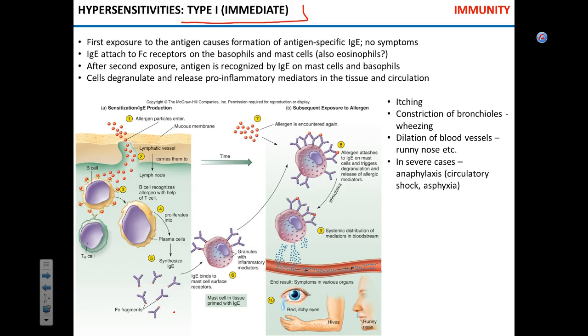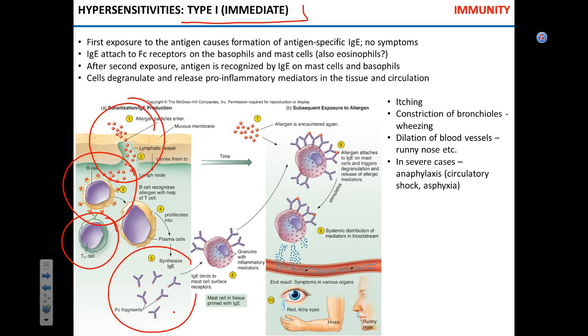So here's the thing. We call it an allergy because your immune system produces a response to an antigen it is not supposed to respond to. When you are exposed to the allergen the first time, the allergen somehow gets into the lymphatic system and it's presented by the antigen presenting cells to TH cells. So T helpers stimulate B cells to make antibodies.